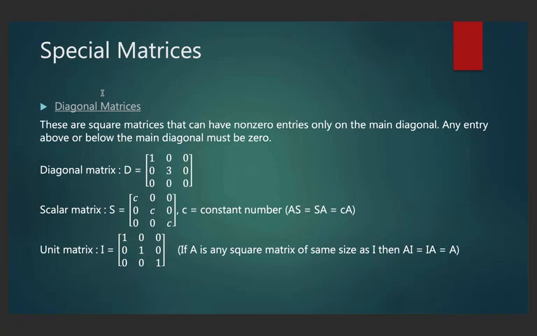So what is a scalar matrix? A scalar matrix is when the diagonal has the same number all throughout. C is a constant number. And what's a unit matrix? When the diagonal is replaced by 1, it's known as a unit matrix. If A is any square matrix of the same size, then AI equals IA equals A.